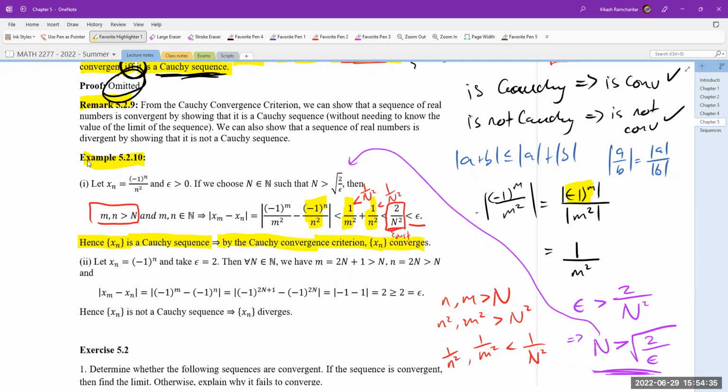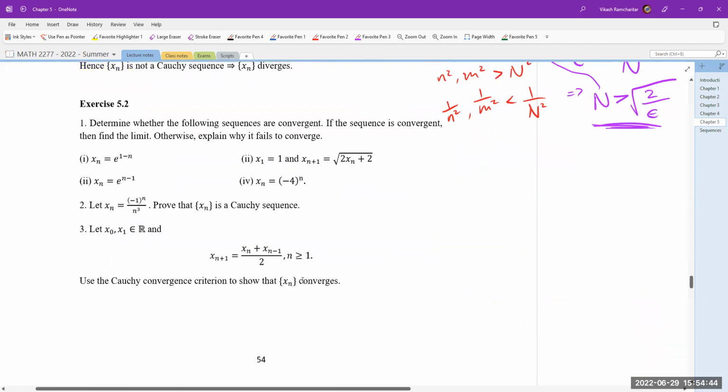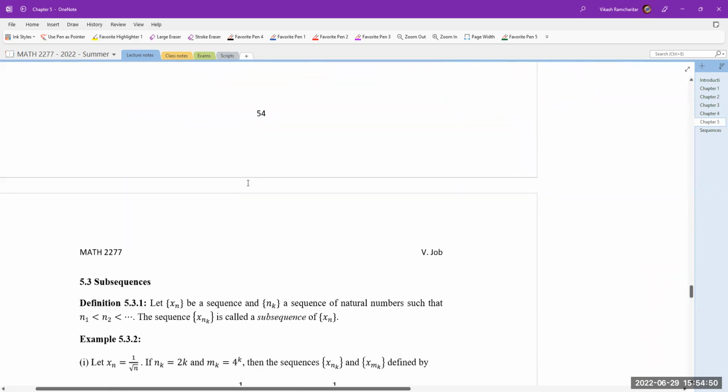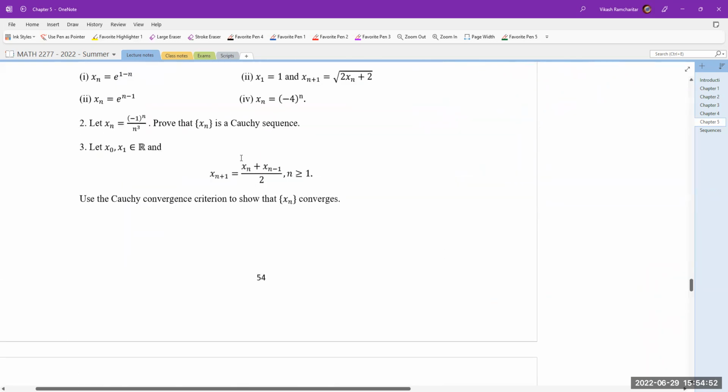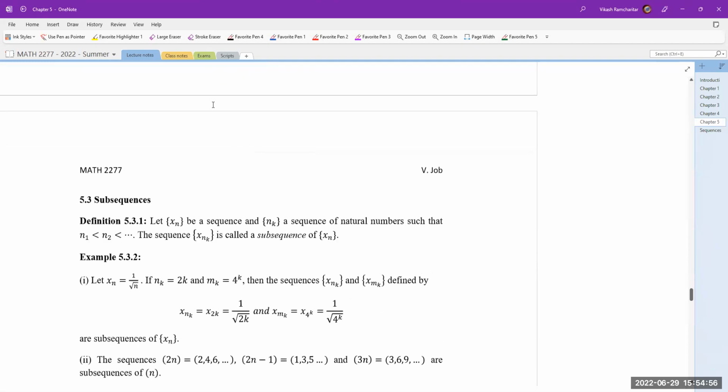Okay, so I'll leave you all to read through the second example. We have some exercises here. Make sure you try these. I have the solutions for all of this up already, so try them before you look at the solutions. Then look at them.